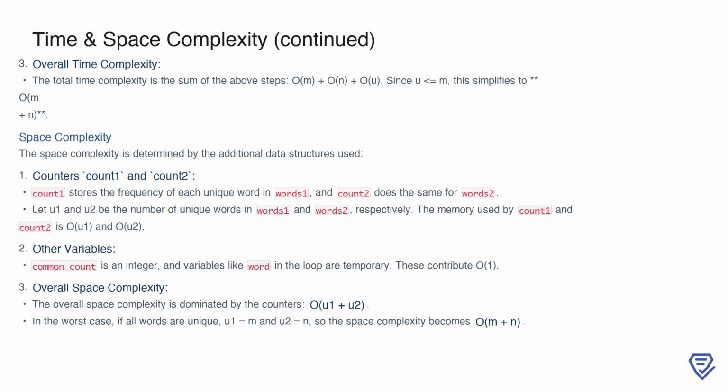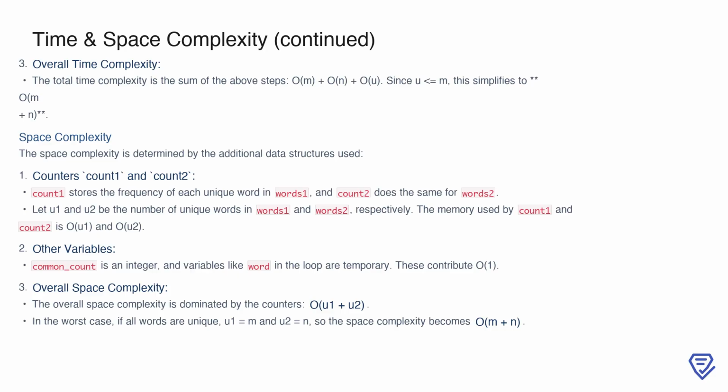The overall time complexity is derived by combining the steps we just analyzed. Counting word occurrences in words 1 and words 2 takes O(m) and O(n), and iterating through the unique words in count 1 costs O(u). Since u is at most m, the total time complexity simplifies to O(m plus n).